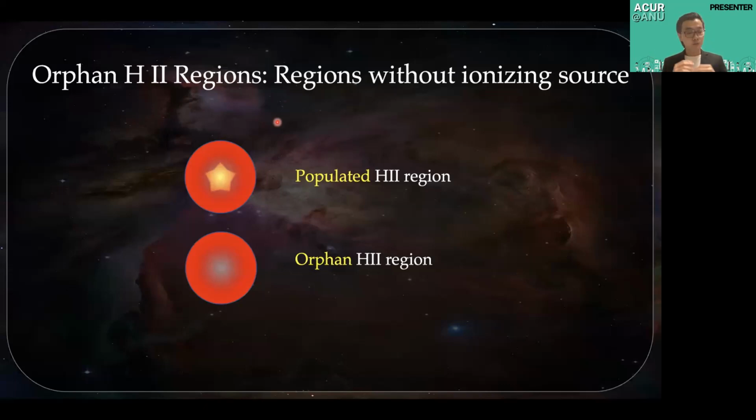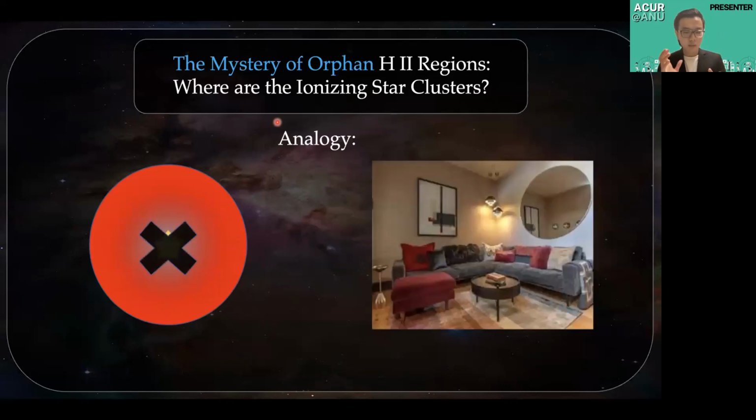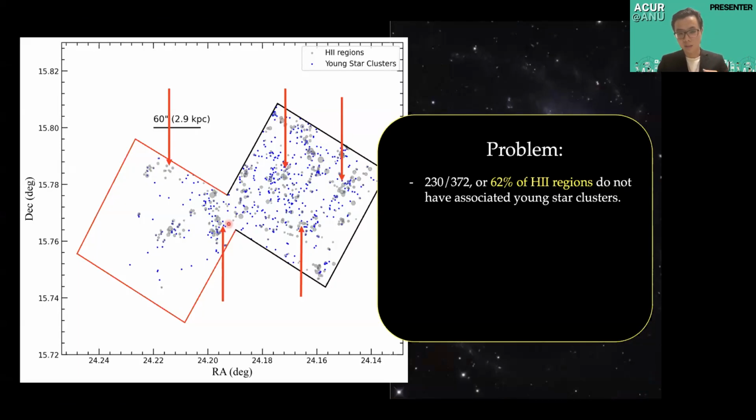And it is really bizarre if you think about it. A really nice analogy that is similar to what we're observing is a room that is well lit and well illuminated, but you do not see the light source in it. So it really doesn't make sense, right? If a room is really bright, it should have something that's illuminating the room. And that's what's happening now in our combined catalog. We find that up to 60% of these H II regions do not have any associated star cluster.